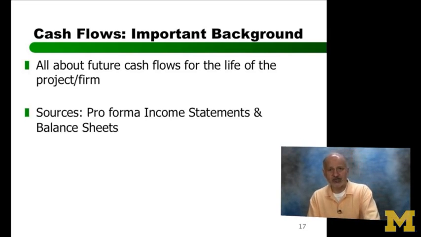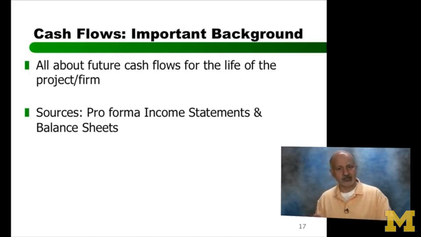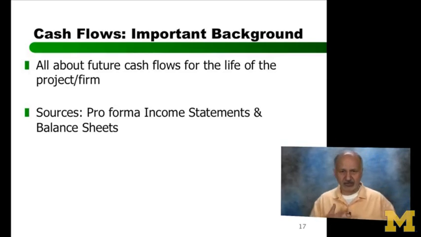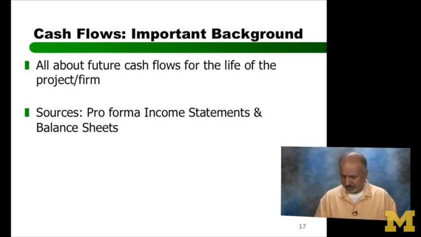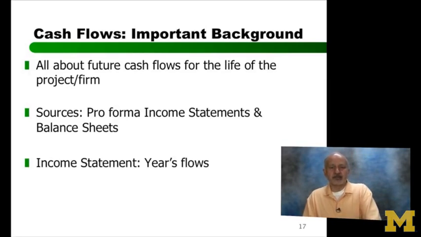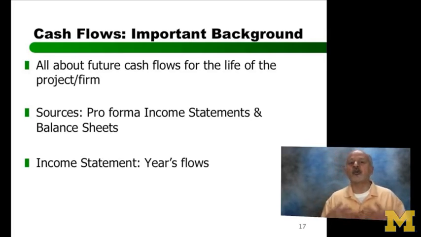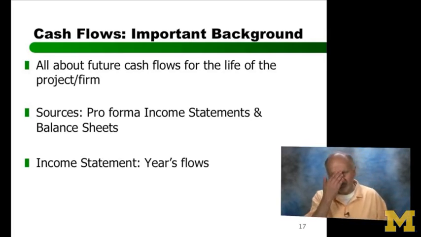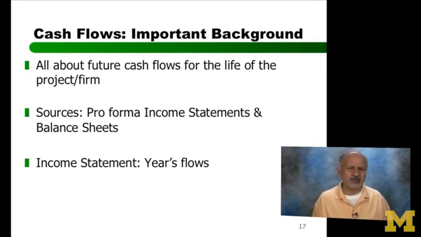Sources of cash flows come from what are called pro forma income and balance sheet statements. This is where accounting comes in, and I'm not going to spend a lot of time on accounting, but I'll talk about these two as we go along. Fundamentally, what's an income statement? Income statement shows you the flow of things during the year. So you obviously are going to ask yourself, why the heck don't I use the income statement directly? Why am I doing cash flows?